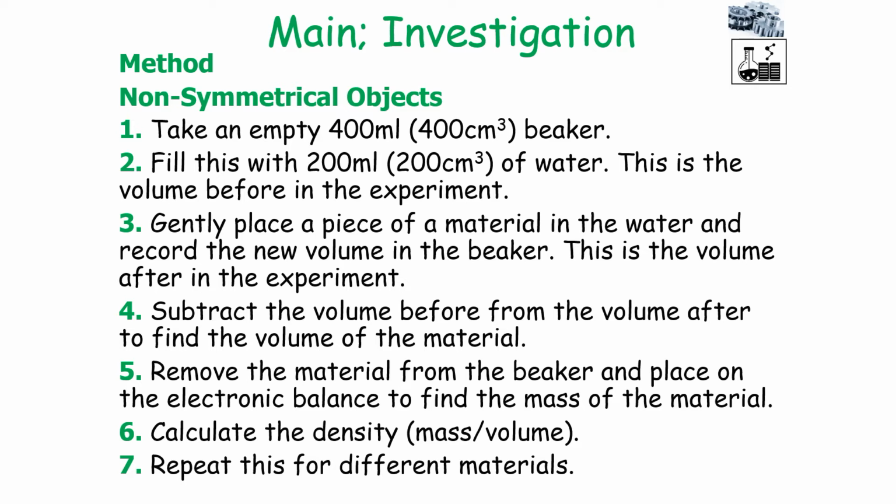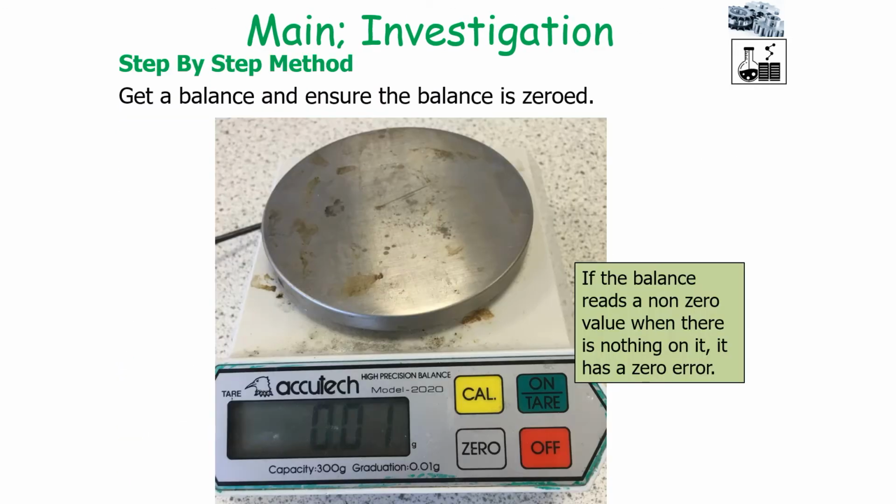You then subtract the volume before from the volume after to find the volume of the material. You then remove the material from the beaker and place it on the electronic balance to find the mass of the material. You can then use this to calculate the density by saying density is mass over volume, and do this for different materials.